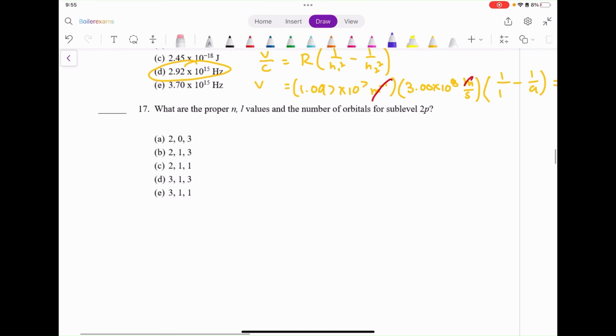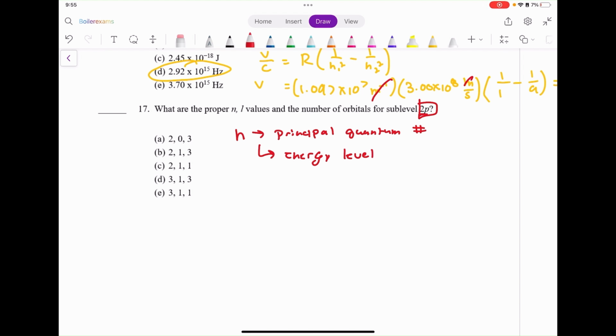Whatever. 17. What are the proper n, l values and the number of orbitals for sublevel 2p? Well, I know n is the principal quantum number, and more or less it is the energy level. And when I write them in this form, the leading number is the energy level. So this is just 2. So my first number is 2, so it's not those two. That's a lot of 2s.